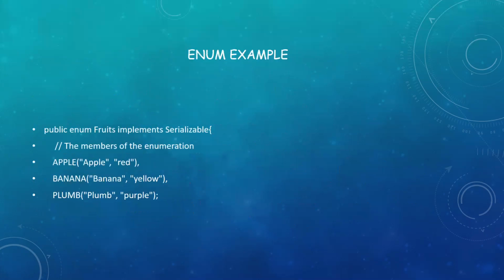Here's the enum example in our code. We had the enum example used in the fruits where it implements Serializable. The members of the enumeration, like the apple, we use enum because apple will always be red and banana will be yellow and plum will be purple. Those are just static.